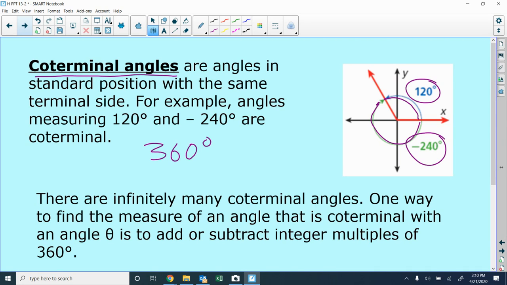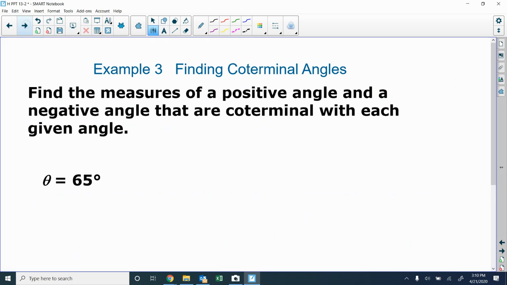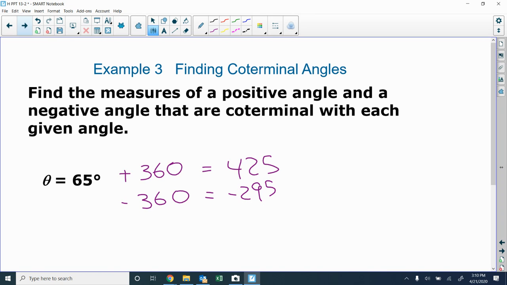If I ask you to find coterminal, you're basically going to add and subtract 360. So if I'm asking you to find a measurement of a positive angle and a negative angle that is coterminal here, you're just going to take 65 and add 360. So if we add 360, we're getting 425. And if we minus 360, we're getting negative 295.